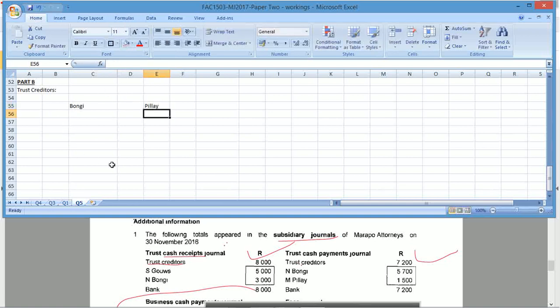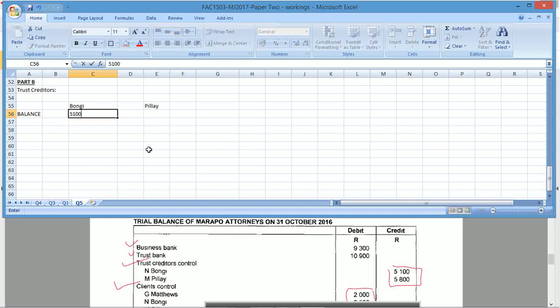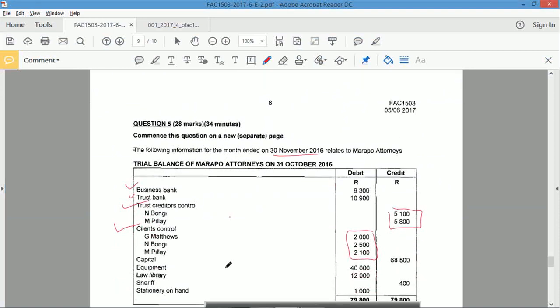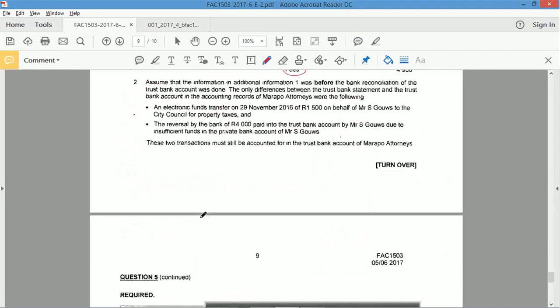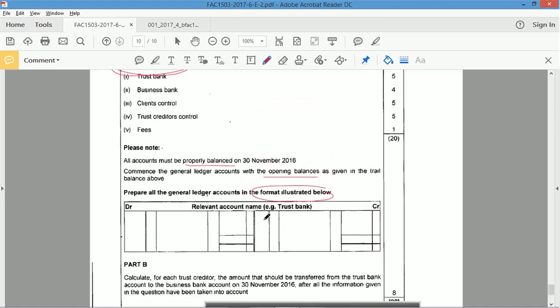Bongi and Pillay. Right, what did they start with? Balance. Bongi started with 5.1. Pillay started with 5.8. Okay, great. Right, so let's just read the question again. Calculate for each trust creditor the amount that should be transferred from the trust bank account to the business bank account. So in other words, trust bank account to business, meaning their money becomes our money. So you've earned it, it's a fee.